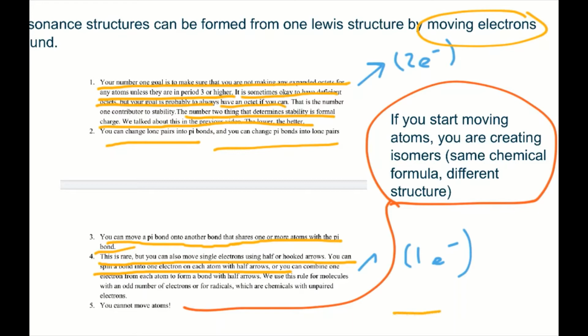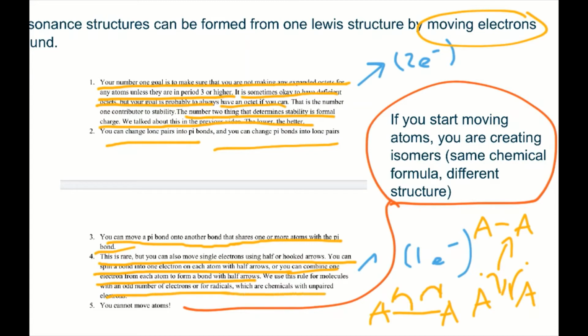You can split a bond into one electron on each atom. So I'll write 2 atoms there. I have to split them into one electron on each atom with half arrows. So it'll look like that. In the end, you'll get 2 atoms that are split apart, but they have 1 electron on each of them. Or you can combine 1 electron from each atom to form a bond with half arrows. So like this. And then you get the bond back again. We can use this rule for molecules with an odd number of electrons or for radicals, which are chemicals with unpaired electrons.